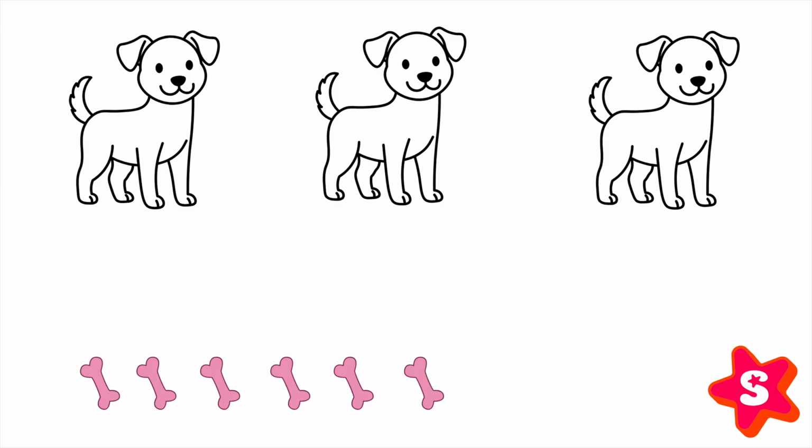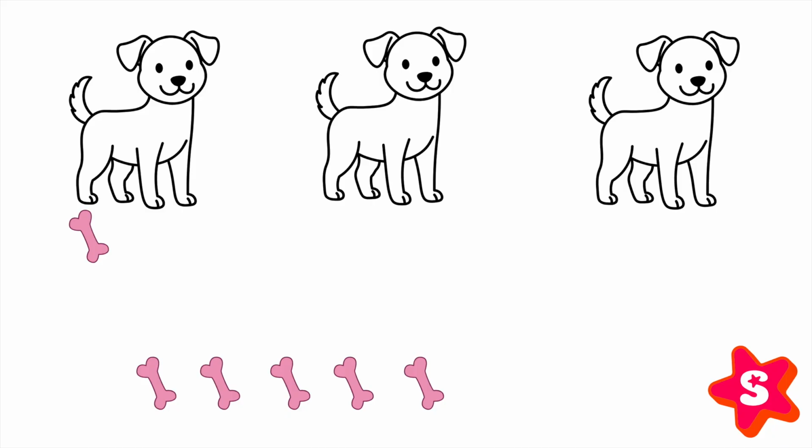Now I need to make this equal. I need to do a fair share. So that means I need to give each dog the same number of bones. Now have a look. How many bones do you think each dog should get? Remember, we're doing fair shares. We need to make equal groups.